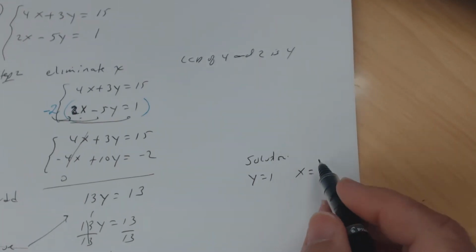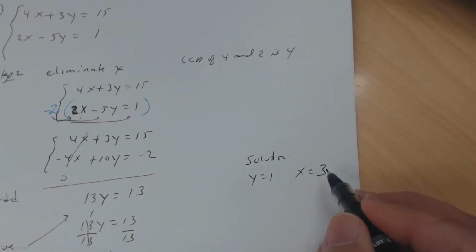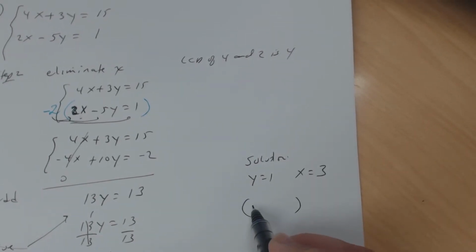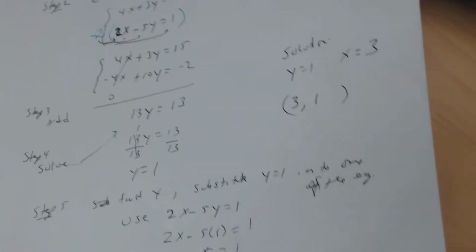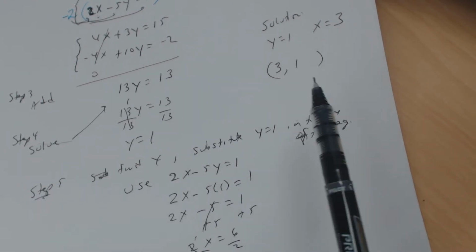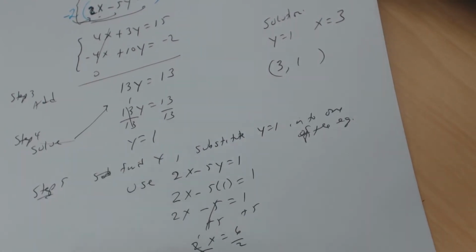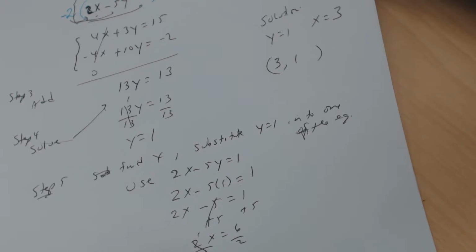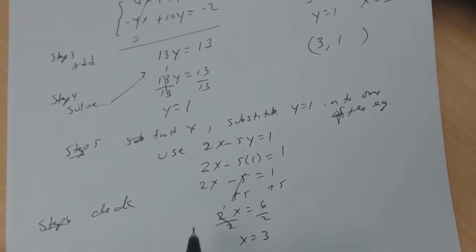So the other coordinate is 3. So in terms of an ordered pair, your solution is (3, 1). All right. Now, again, you could have made a mistake somewhere, so make sure you always check your solution. So step 6 is to check. And you've got to go back to your original. So my original system was this.